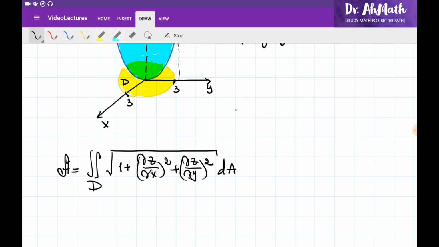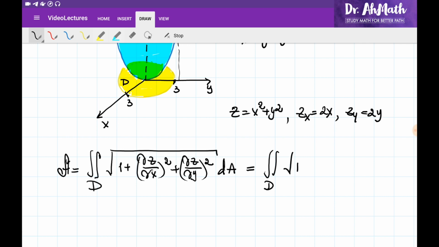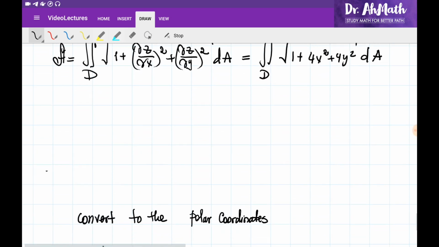So let's find the z. z is equal to x squared plus y squared. So the partial derivative of z with respect to x is 2x, and its partial derivative with respect to y is 2y. If I substitute everything to here, it would be the double integration over the region D of the square root of 1 plus 4x squared plus 4y squared with respect to dA. If I would integrate this with respect to x and y, it would be really difficult. So let's convert everything to the polar coordinates and try to integrate this more easily.